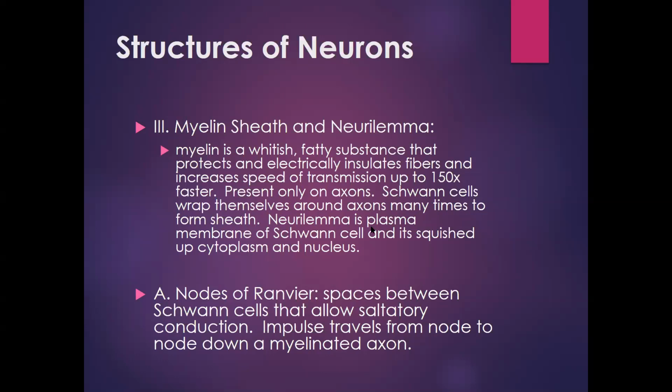And then the neurolemma is just the plasma membrane of the Schwann cell, and its squished up cytoplasm and nucleus. I'll show you that picture in just a minute. All right, so what are the nodes of Ranvier? Spaces between Schwann cells that allow saltatory conduction to occur. So the impulse travels from node to node down a myelinated axon.